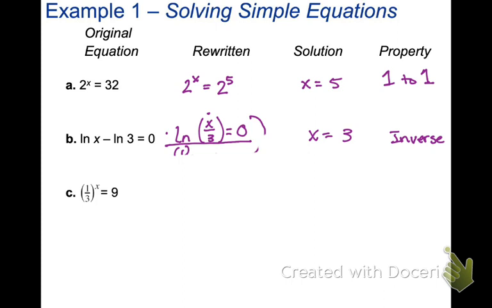So I have 1/3 to the x equals 9. 3 to the negative x equals 3 squared. So x equals negative 2. And what property is that? One-to-one, because you use the same bases.